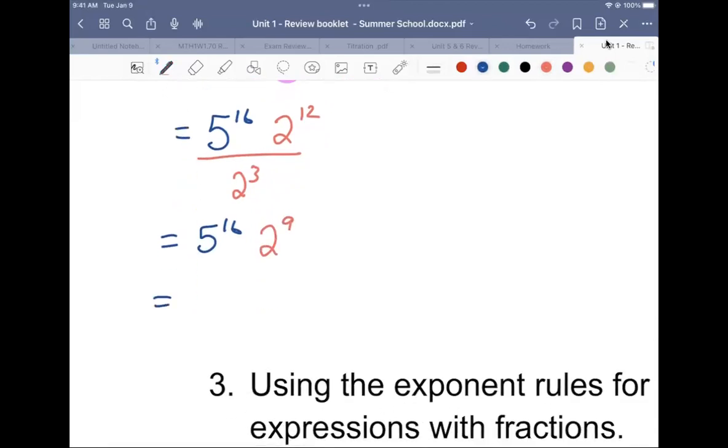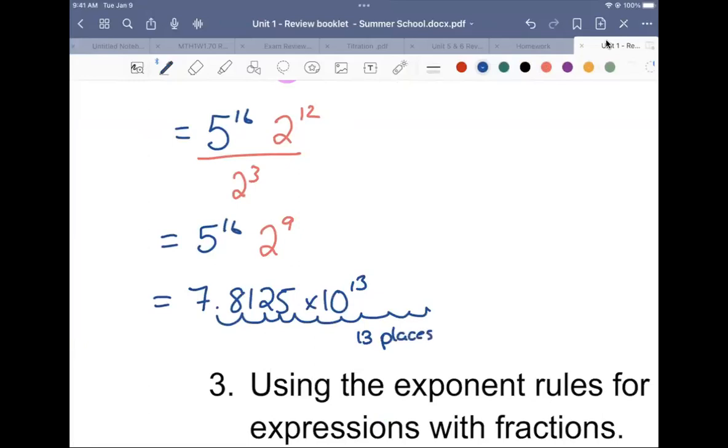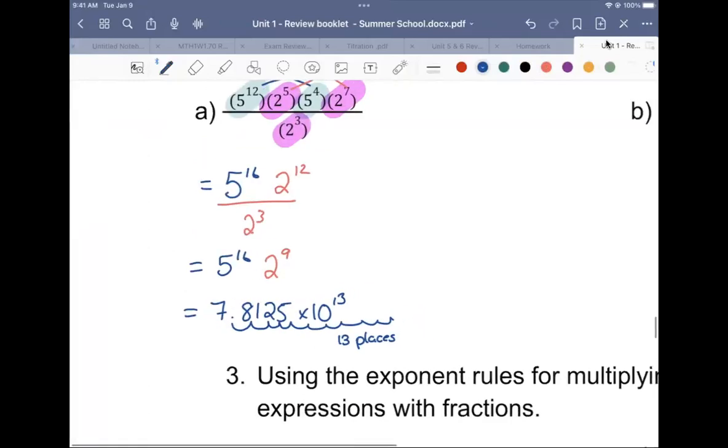When I evaluate, if I type in 5 to the power of 16 times 2 to the power of 9, I will get, your calculator might spit this out in scientific notation, but you will get a number that looks kind of like this. If that is the case, that is what my calculator does. All that means is this decimal is actually moved over 13 places. So you essentially just have a really large number.